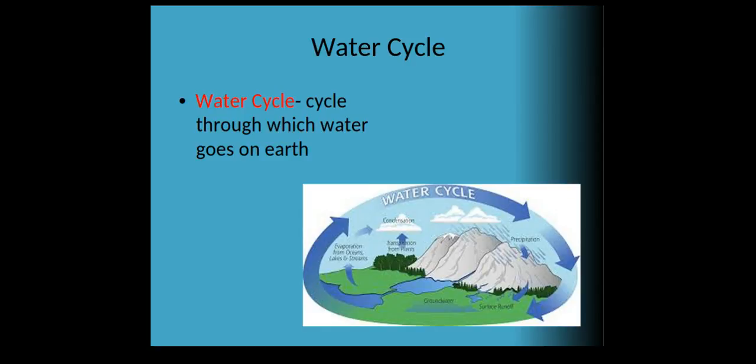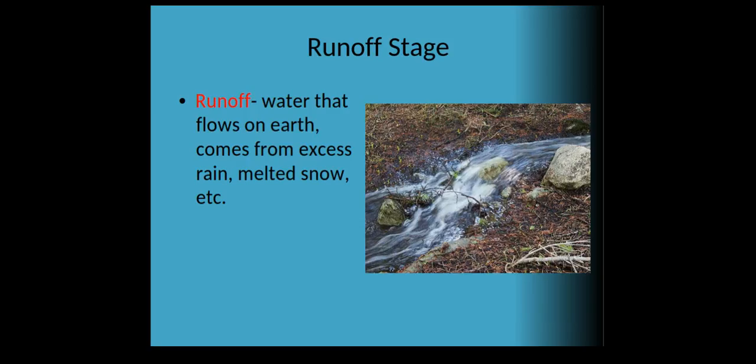Now, we said this cycle was 4 stages. So when we're talking about the stages today, we're going to begin with runoff. The runoff stage is simply the flow of water that comes from excess rain, or even meltwater, which is snow or ice melting into water, things like that. So simply what we picture as water on earth. Lakes, rivers, puddles, all of those things can be considered runoff.